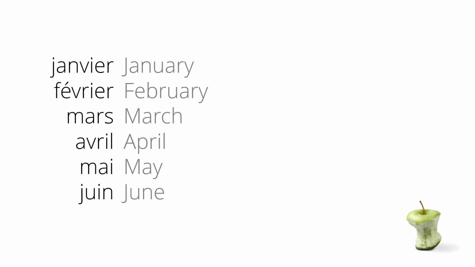Janvier means January. Février, February. Mars, March. Avril, April. Mai, May. Juin, June. Juillet.